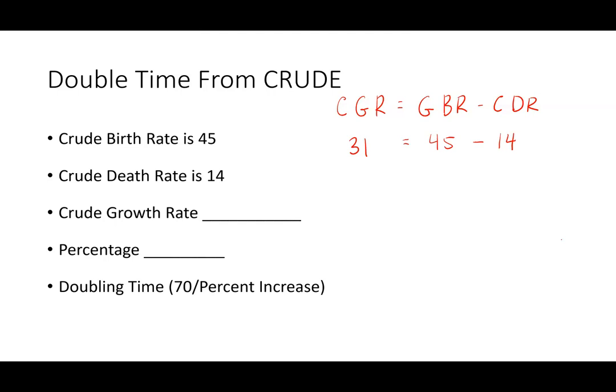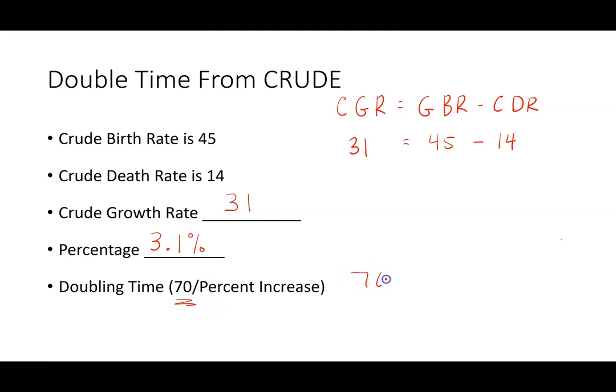So now, how am I going to take that 31 and turn it into a percentage and figure out this whole doubling time? No problem. So I know my crude growth rate is 31 per 1,000. So we got that. Now to go to a percentage, again, this time we divide it by 10. 3.1% of the population is growing. Now that's a lot. So I want to determine how long it's going to take for my population to double.